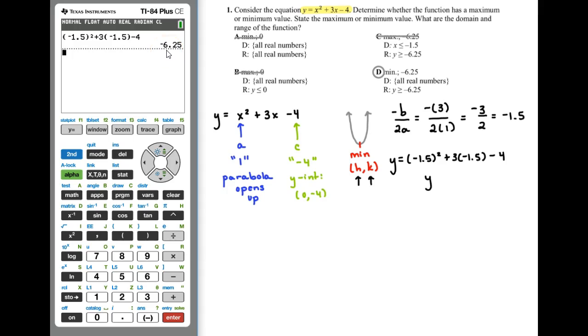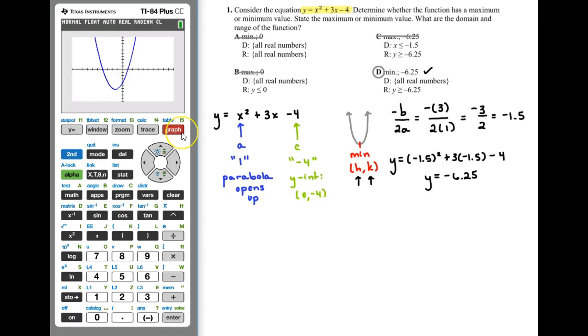This is what we are expecting based on the graph, -6 and 25/100ths. This also corresponds with choice D, which we have already selected. Let's go ahead and analyze the domain and range of the function while we're here. Let's refer back to the graph on our graphing calculator.